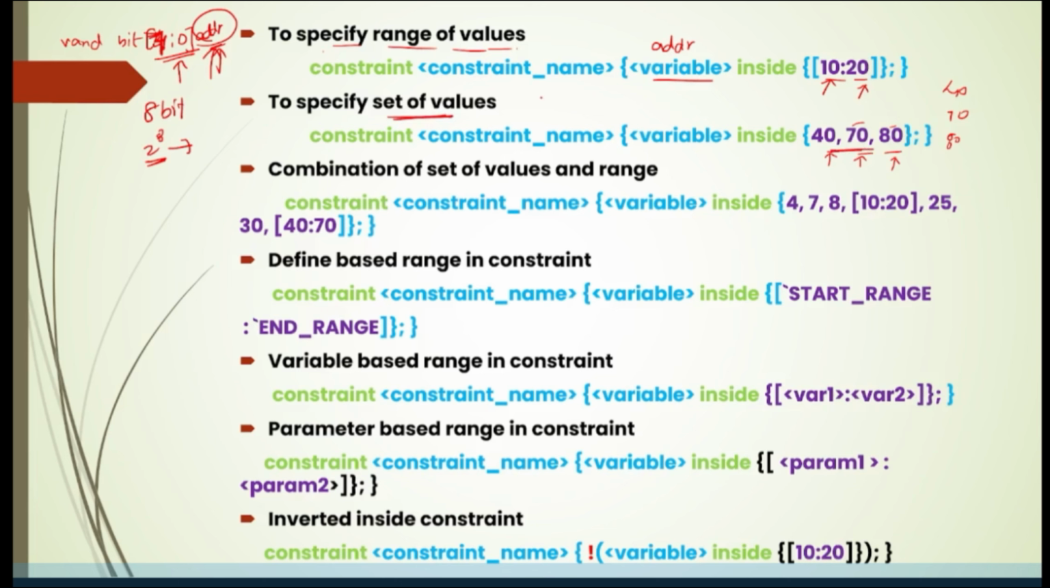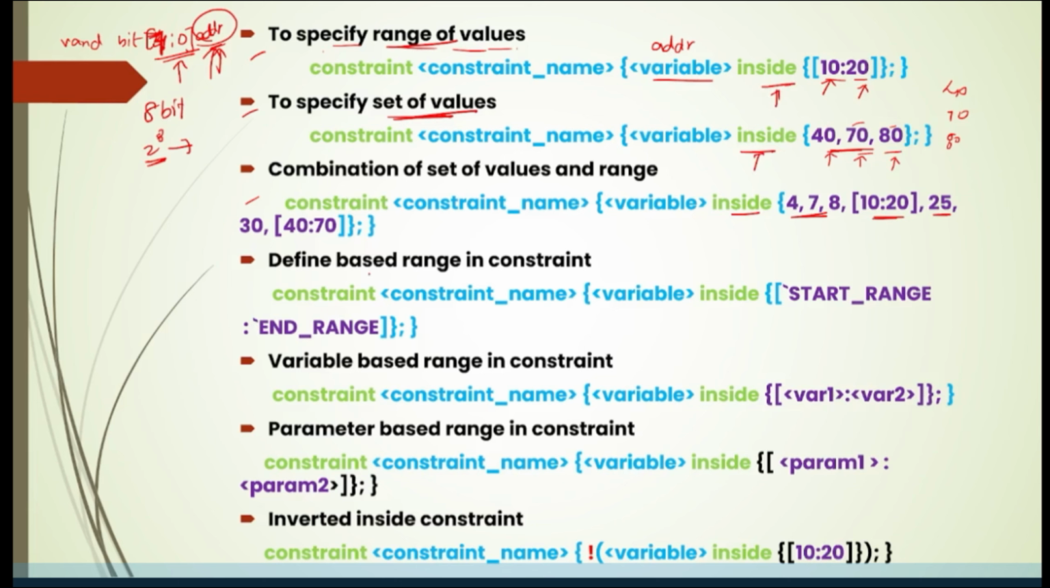Now, a combination of both. You can do both of these at once. If you want only a set of values and also a range, for example 4, 7, 8 among these three values, or between 10 and 20, or 25, 30, 40 to 70, you can mix and match both ranges of values and sets of values. Everything is written using the inside keyword, which means the randomized value should come only from inside this particular set.